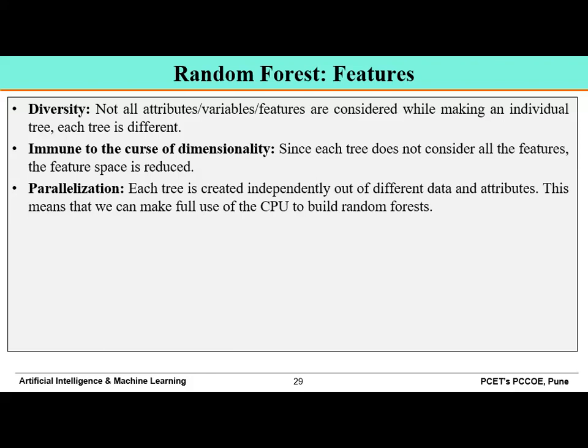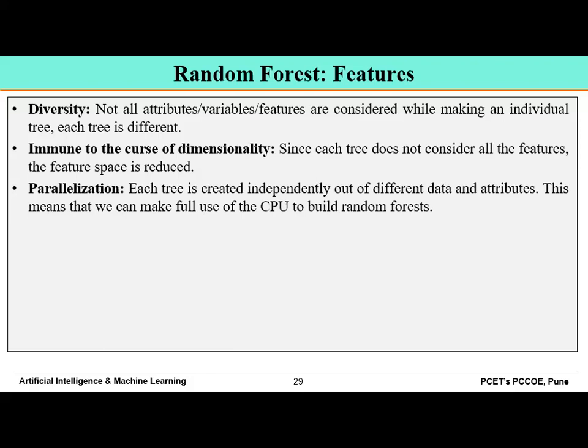Next. Each tree is created independently out of different data and attributes. This means that we can make full use of the CPU to build random forests. Suppose you are dealing with terabyte data. Then it's a big question how will you draw a sample? Then you will check the capacity of your laptop, and based on that you pick the samples and go ahead with the analysis, so that there is complete usage of the CPU, right?